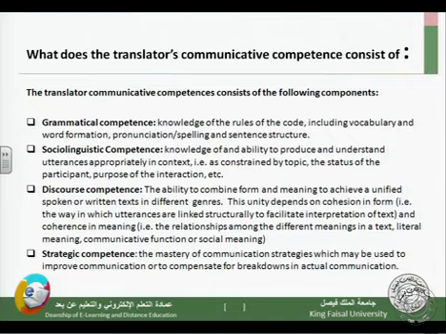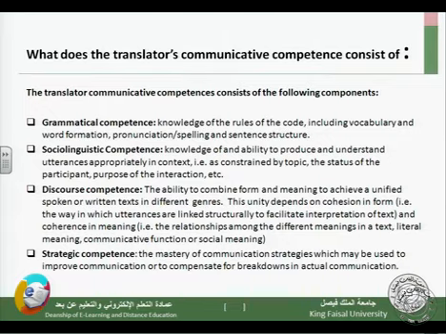Grammatical competence means knowledge of the rules of the code. If you want to translate from Arabic into English, your grammatical competence should contain knowledge of the rules of that language, English and Arabic. In other words, vocabulary, word formation, pronunciation, grammar, sentence structure and spelling. All these come under grammatical competence.